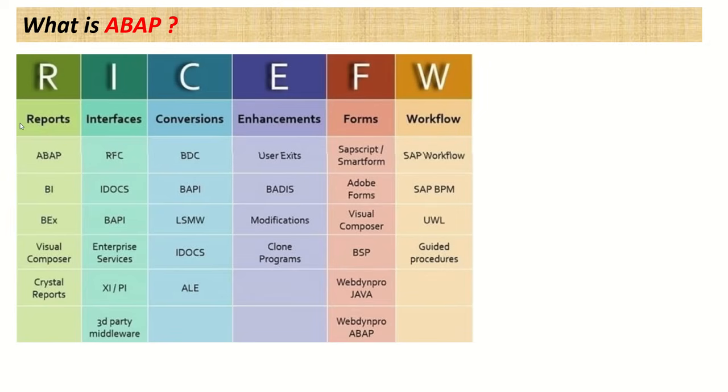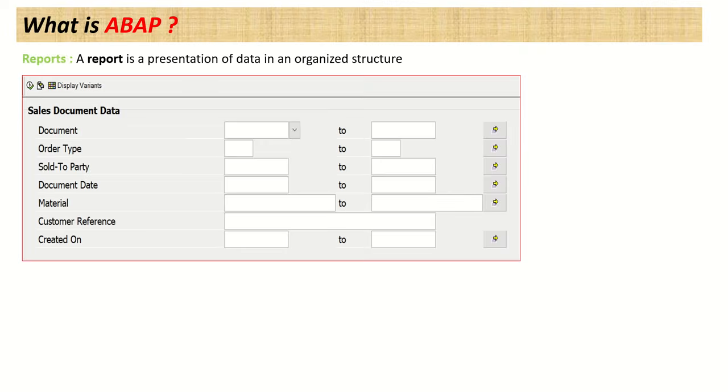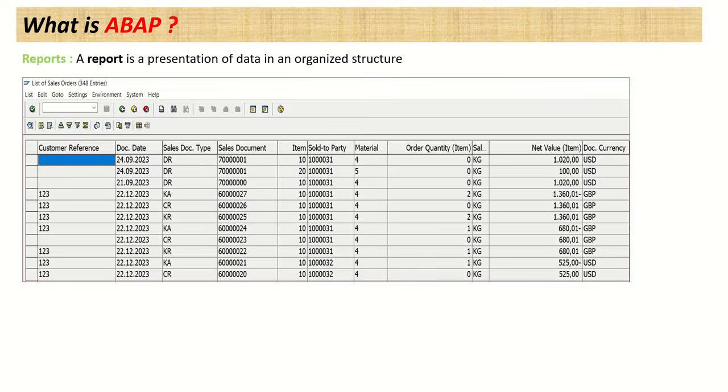So once you learn the ABAP language, the ABAP consultant makes use of it to develop the reports. So what are reports? A report is a representation of data in an organized structure. Every report will have some selection screen. Based on the selection screen data, once we execute the report, data will be selected from the database. After performing some operations, at the end you can see the output.